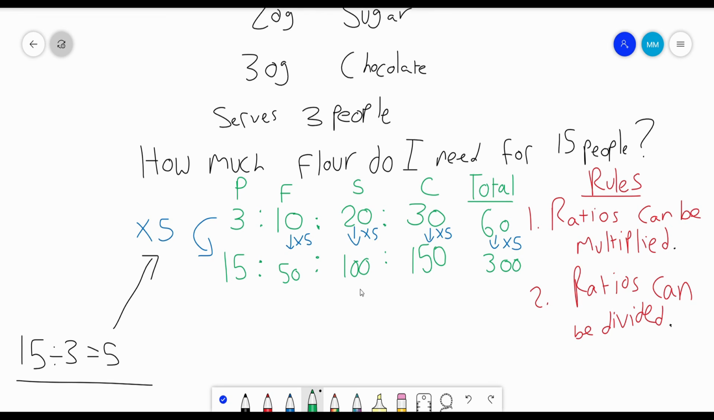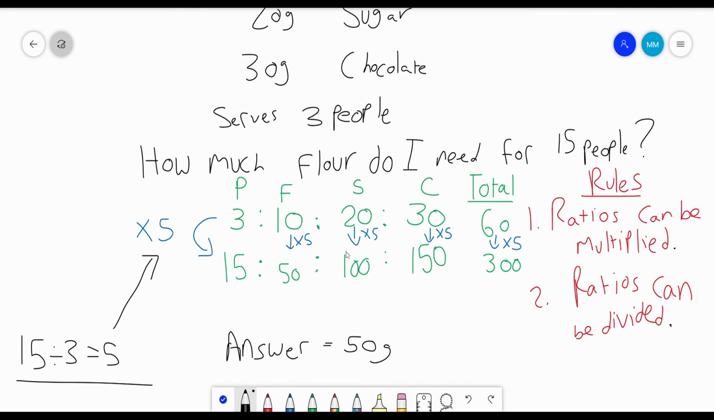So what's the answer to the question, how much flour do I need for 15 people? I read it like I read off a table. 15 people require 50 grams of flour. So the answer equals 50 grams.